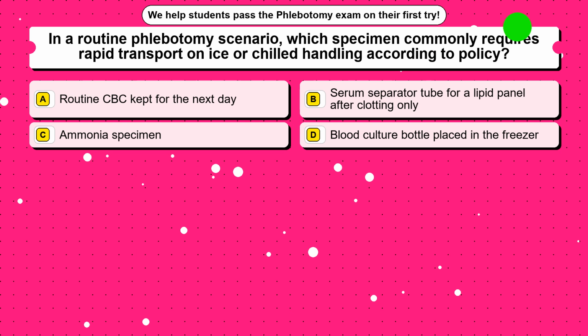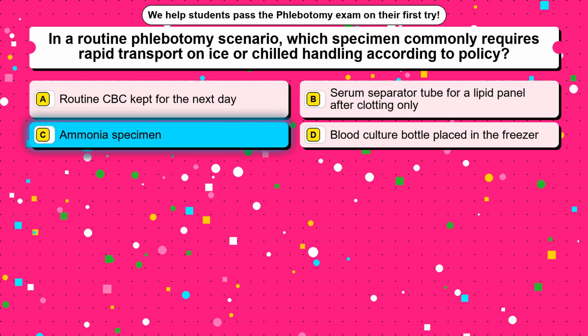Question 71. In a routine phlebotomy scenario, which specimen commonly requires rapid transport on ice or chilled handling according to policy? Option A, routine CBC kept for the next day. Option B, serum separator tube for a lipid panel after clotting only. Option C, ammonia specimen. Option D, blood culture bottle placed in the freezer.